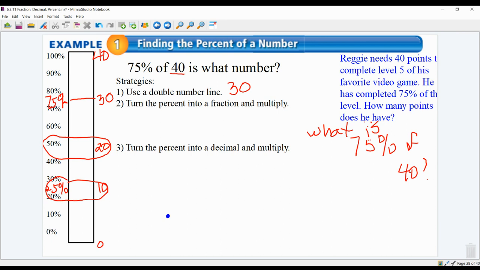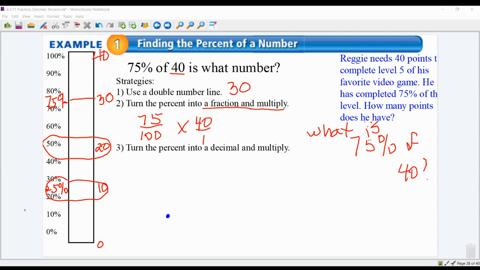Now, the next method I could use is to turn the percent into a fraction and multiply. You guys know that of means times in math. So if I look at this sentence right here that says, what is 75% of 40? 75%, you know, is just a fraction over 100. And then the 40 I can put over 1. So now I'm just going to multiply across. And I might want to simplify before I multiply.